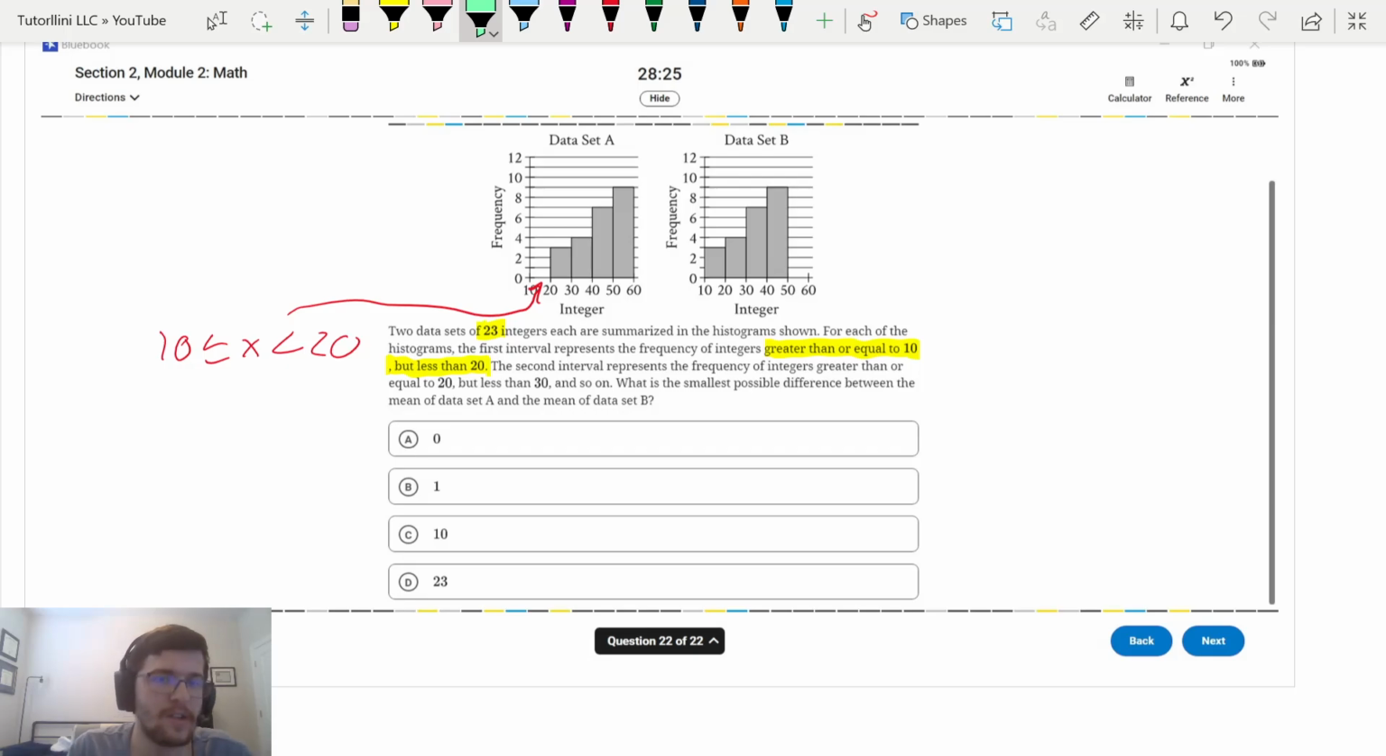Okay. So very first thing I always do when I see a histogram is I label the frequencies. So this one is 3, this one is 4, this one is 7, this one is 9. And then this one is 3, this one is 4, this one is 7, this one is 9. And now it wants us to find the smallest possible difference. So first you have to recognize, see how B is shifted to the left? See how it has smaller numbers? It has 10s and 20s when this one doesn't.